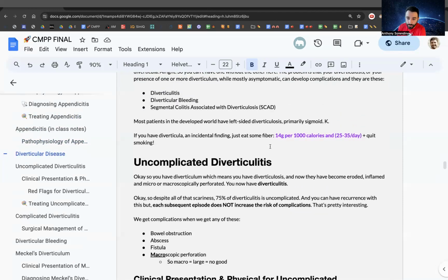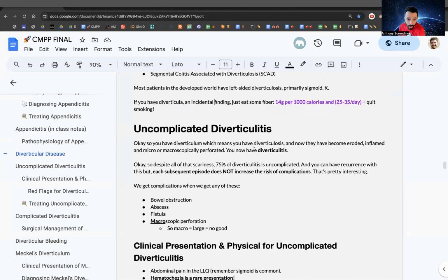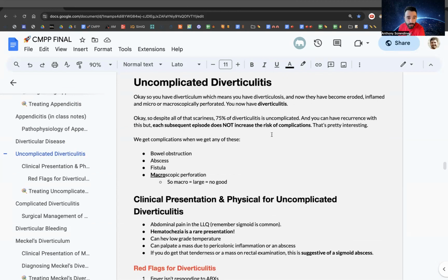This is going to be a question. So how much fiber should somebody have? So 14 grams per 1,000 calories. For an active adult, it's going to be like 25 to 35 a day. And you want them to quit smoking as well. Most patients in the developed world have left-sided diverticulosis, primarily sigmoid. Cool. Okay.